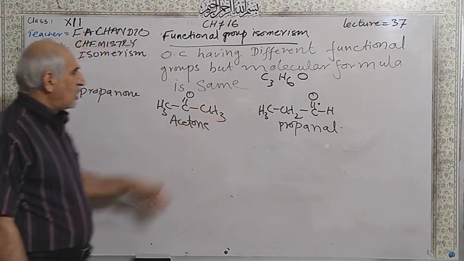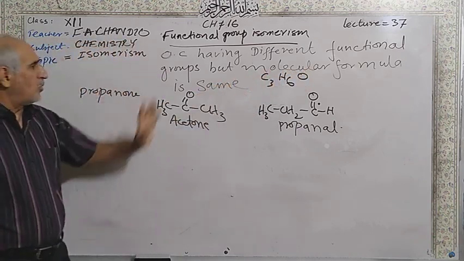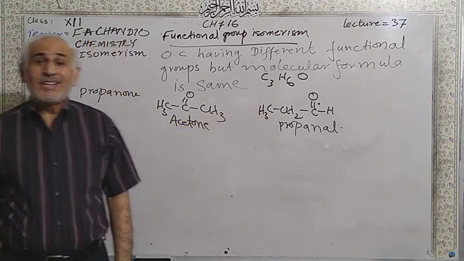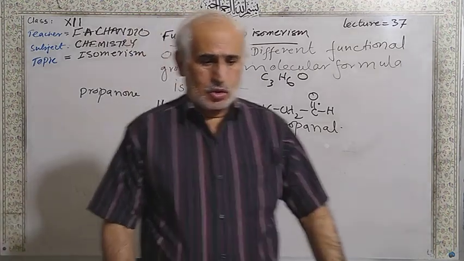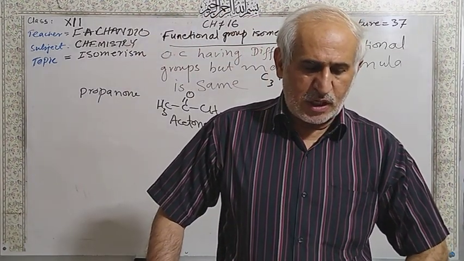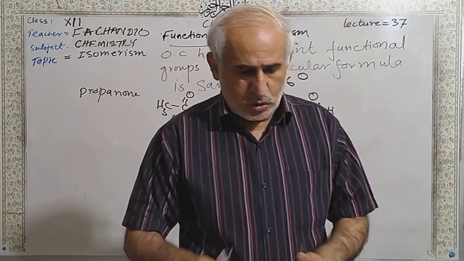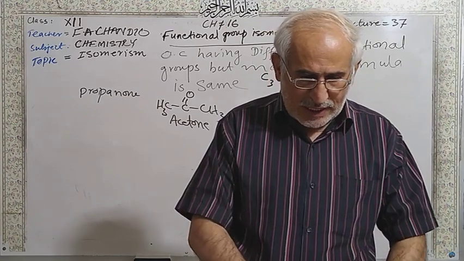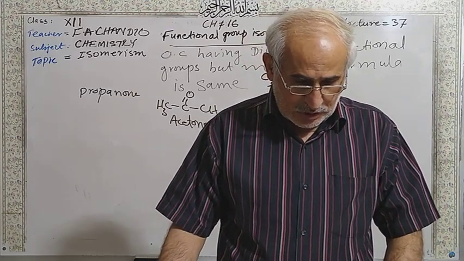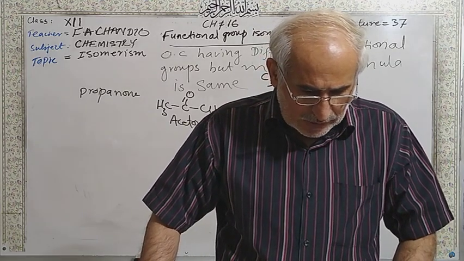So both have the same molecular formula, but functional groups are different. These types of organic compounds are called functional group isomerism: same molecular formula but different functional groups. So this is propyl aldehyde and also acetone.